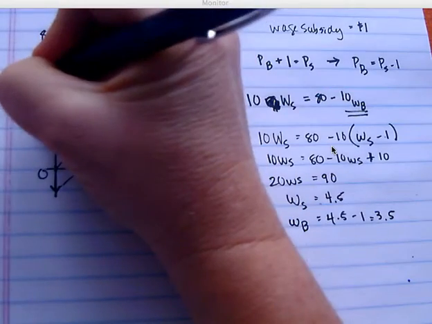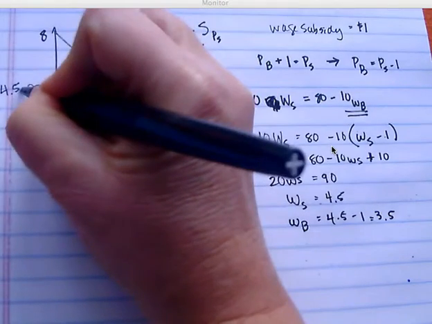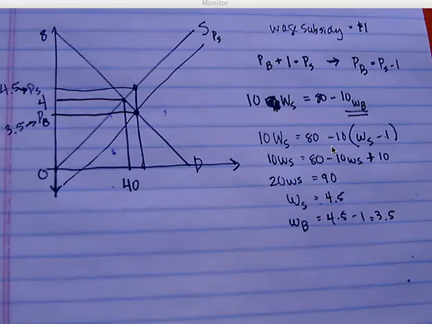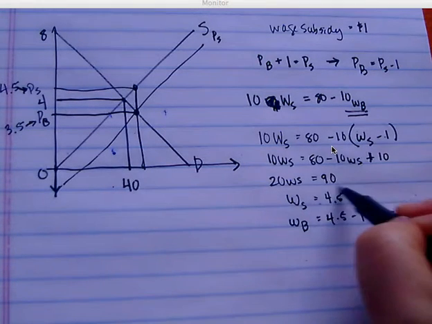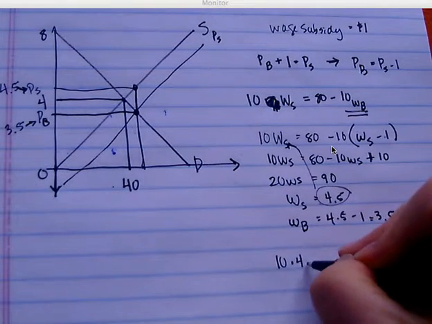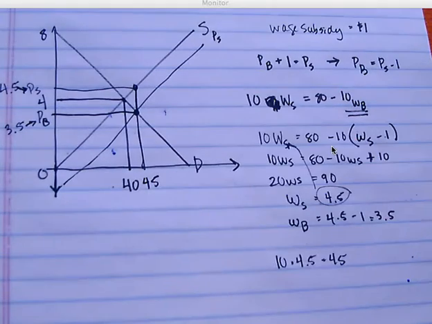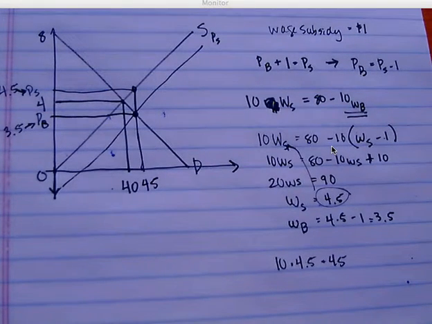So here we've got 4.5 and 3.5. Those are our new prices, our wages. And then we figure out what the quantity is. The easiest way to do it is to take this and put it into our supply curve. So 10 times 4.5 equals 45. All right, so we have an increase of labor of 5 units from 40 to 45. Okay, and so we want to think about what this does to worker and employer surplus.